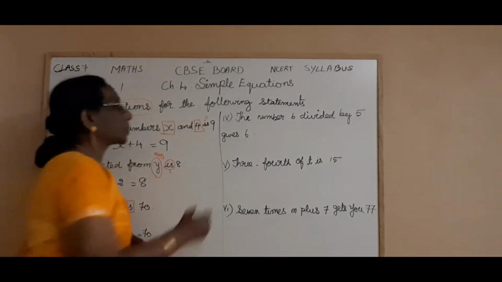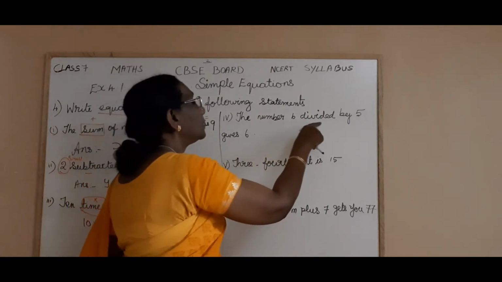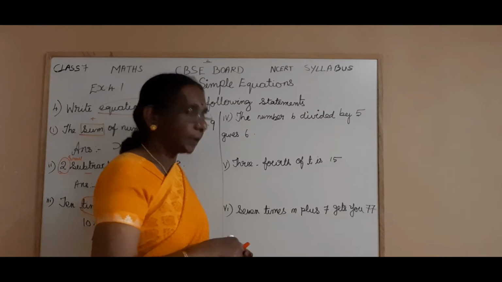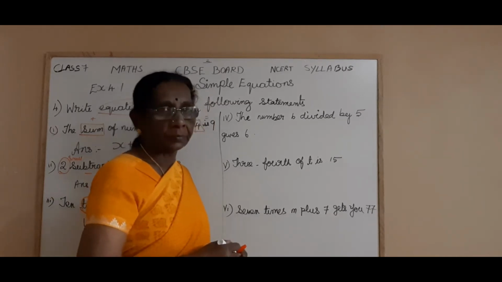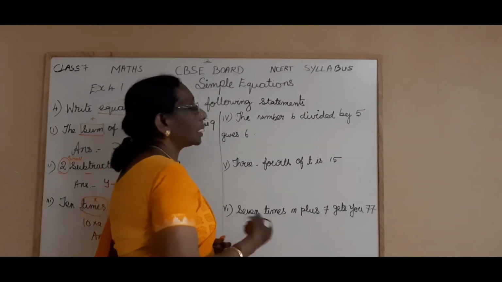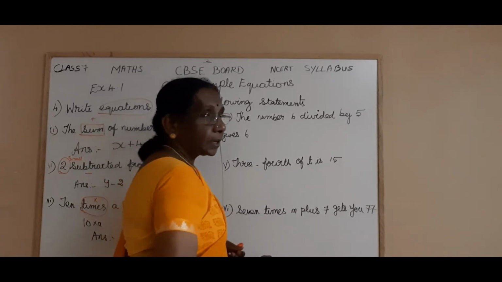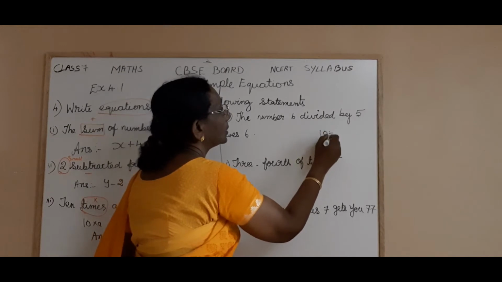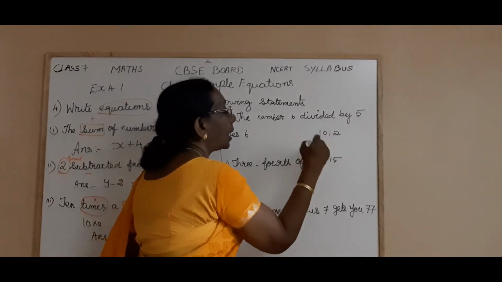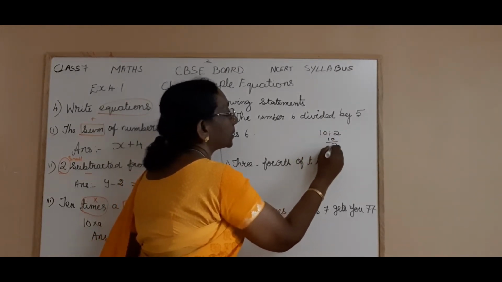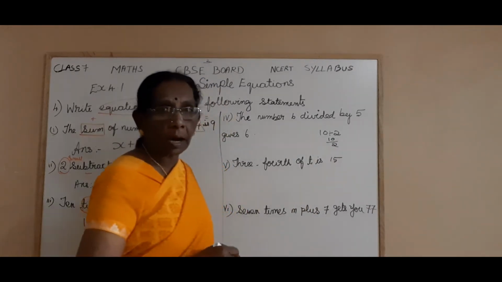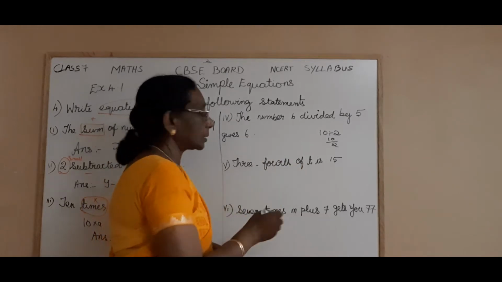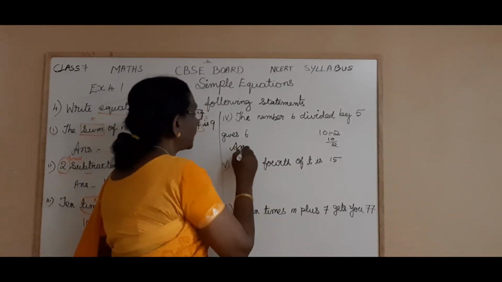The next one. The number b divided by 5 gives 6. So for division, you can write two ways. Suppose you are writing 10 divided by 2. You can write as a division statement, or you can write in the form of a fraction. Both are same. All of you know that, isn't it, children? So let us write in the fraction form. Answer.